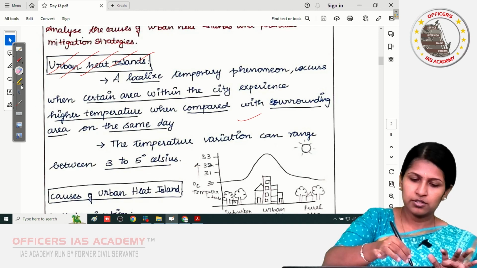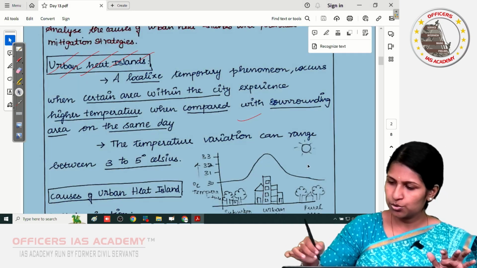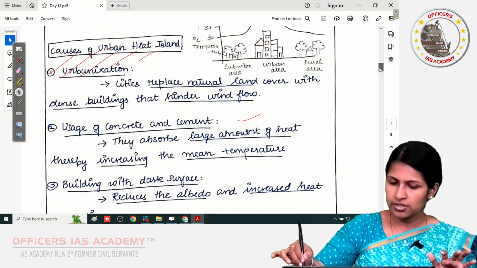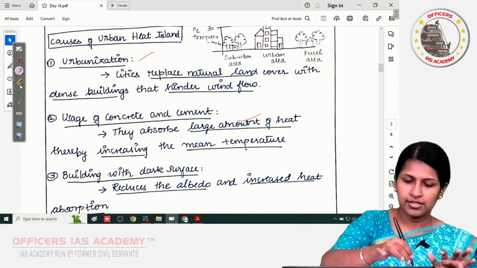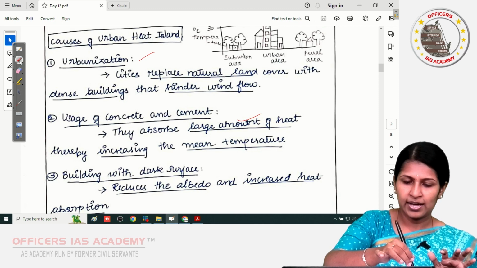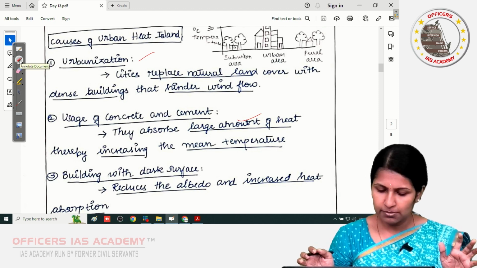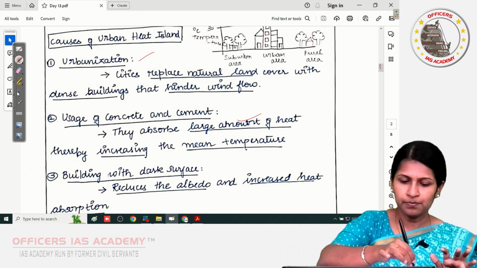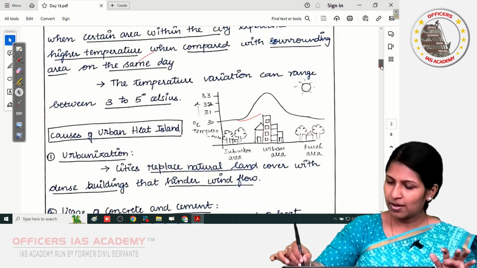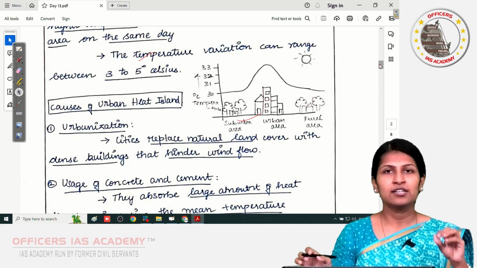And then she has addressed all the parts of the question. She has written the causes of urban heat islands as well. Yes, urbanization, that's true. And then we have the usage of concrete and cement, buildings with dark surfaces. And she's drawn a diagram here. I'm very sure that this diagram would have taken a very long time.